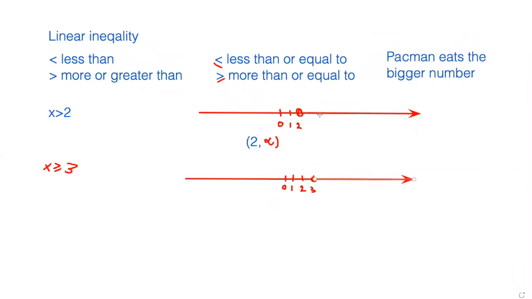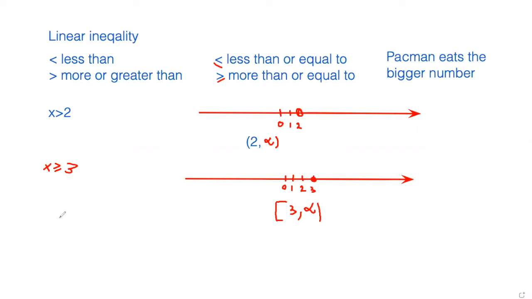Okay, so the difference between the first one and second one: here 2 is not a value of x, but here 3 is also a value of x. So if you want to write it as a notation, note that when 3 is included, we open a bracket, not the simple parenthesis. So bracket 3, comma, infinity. So this is the solution for this one.